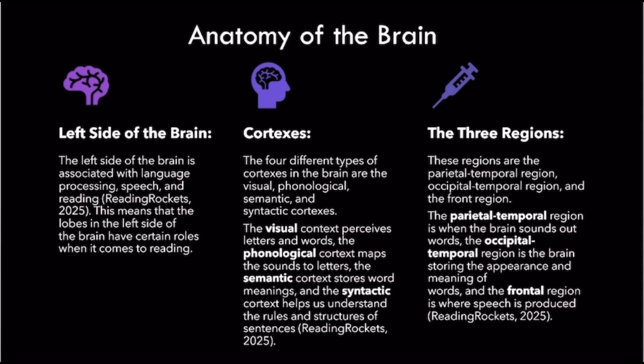Then we have the 3 regions. So we have the parietal temporal lobe, the occipital temporal region, and the frontal region. So the parietal region is where the brain sounds out the words. The next one is where the brain stores the appearance and the meaning of the word. And then the frontal region is where the speech is produced. So these 3 aspects of the anatomy of the brain play a huge role when it comes to the science of reading and researching what works with teaching students in the classroom.